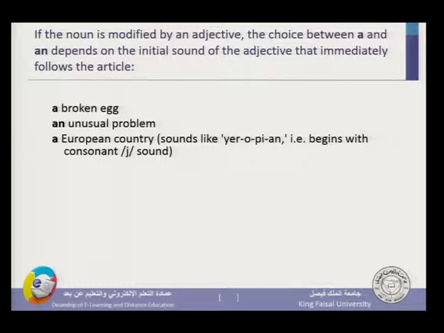In other words, I don't care how the letter is written, but how the letter is pronounced. The same U could be treated as a vowel if it is pronounced as uh, like unusual, and an is used with it, but U is treated as a consonant if it is pronounced as ya. So I say a university. In both cases, unusual and university, U is written and it initiates the word. But once it is pronounced as uh, an is to be used. If it is pronounced as ya, a is to be used, because in this case it is not treated as a vowel sound.